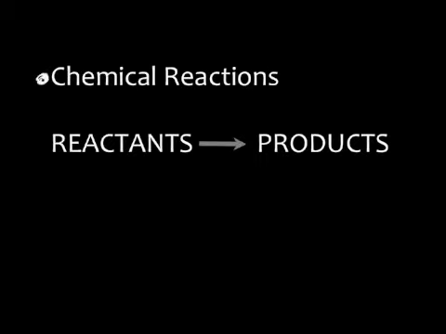So when we have a chemical reaction, this is the general form for a chemical reaction. The reactants are always on the left, the products are on the right, and for now we're just going to look at reactions that happen in one direction. So the reactants are what we start out with, and the products are what we end up with. And that arrow that you see there in chemistry, we call that a yields sign.